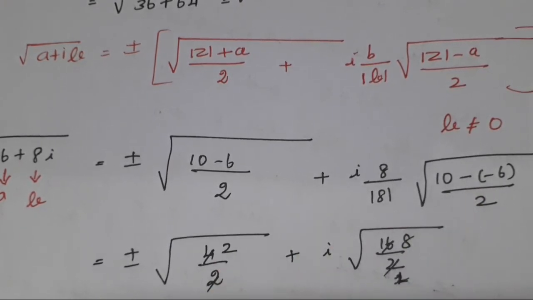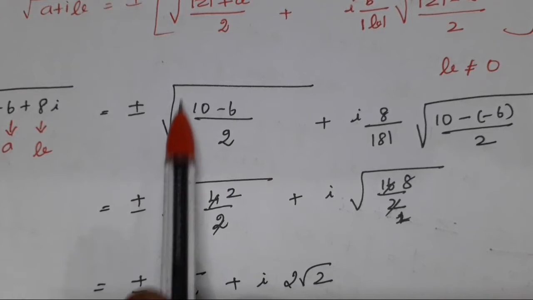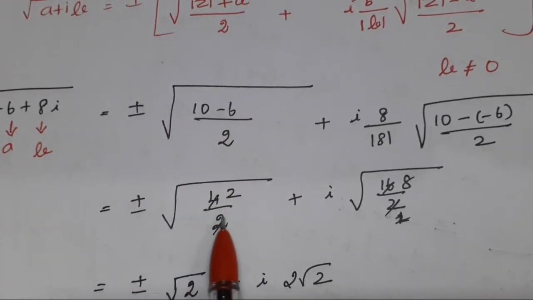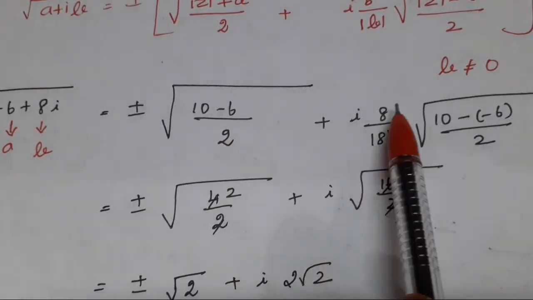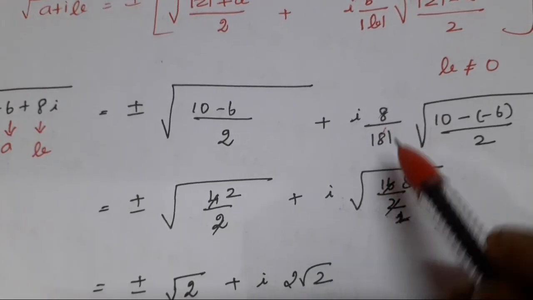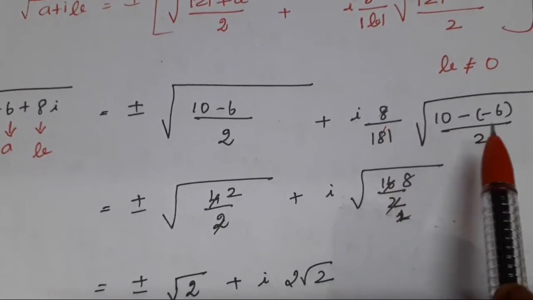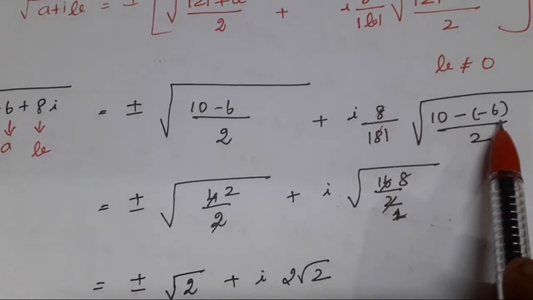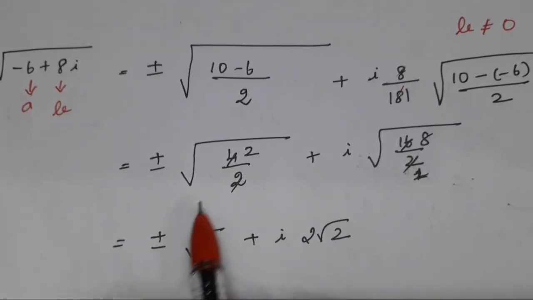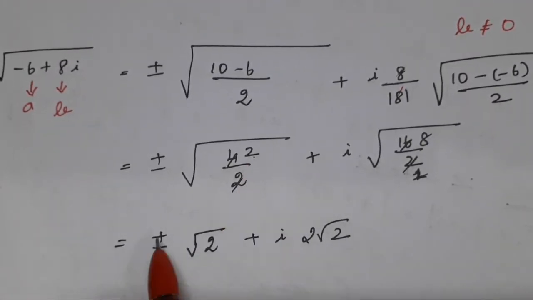Plus 6. Now listen here. Root of 10 minus 6 is 4. 4 divided by 2, plus i into, you cancel 8 and 8. We get minus into minus becomes plus 6. 10 plus 6 is 16 by 2. Now we get the result 2. 1 2 is 2, 2 2s are 4. So plus or minus root 2 plus i into.